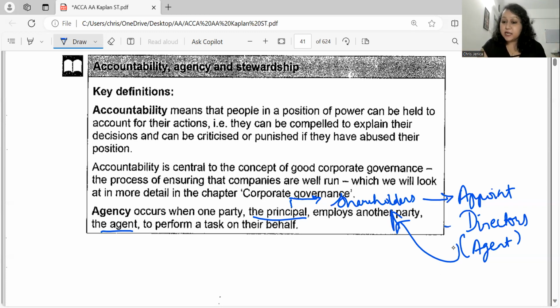Now, when these directors are being appointed in order to run the company, they are in a position of power and have to account for the actions that they take. That's called accountability. They are in a position where they can be held responsible for their actions. So they are accountable to the shareholders for all the actions that they have taken. We will be studying further about this in the corporate governance section of this paper also.